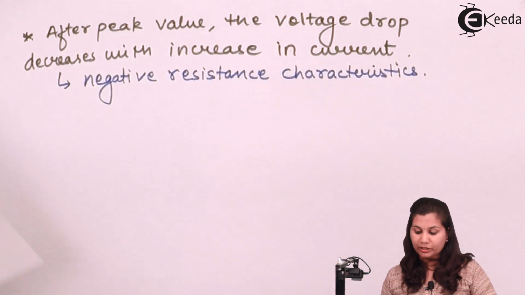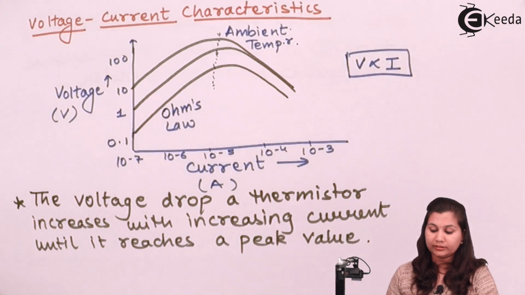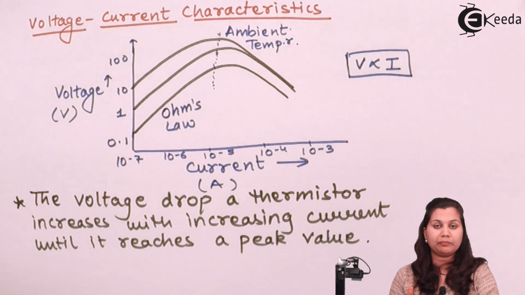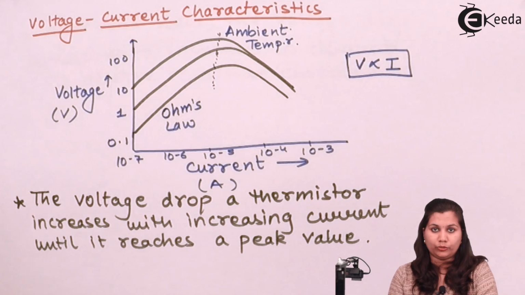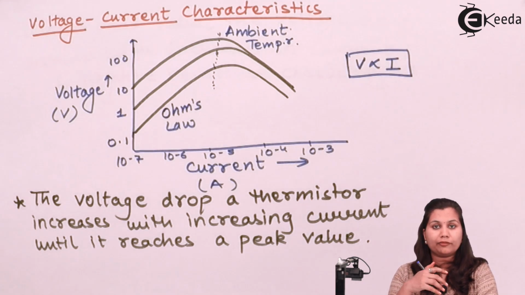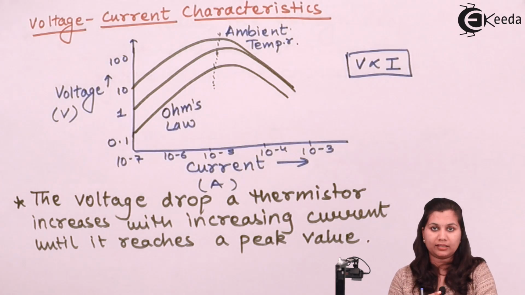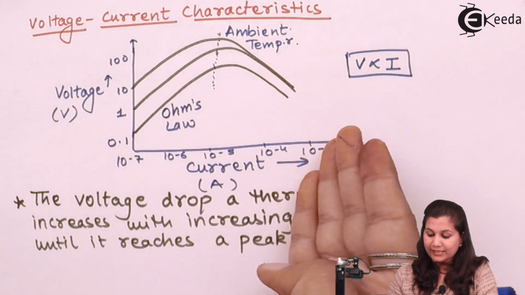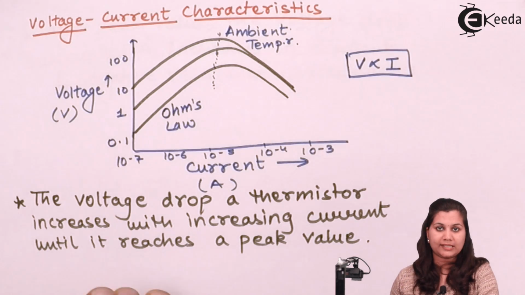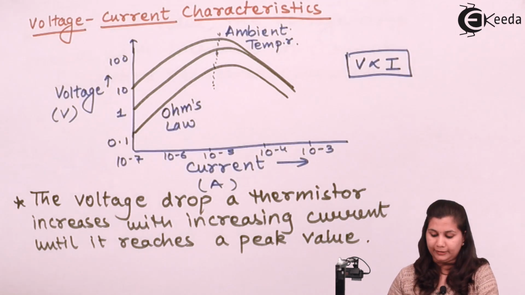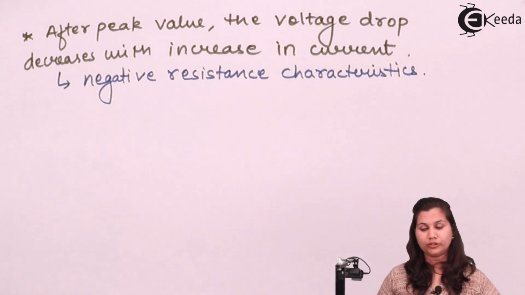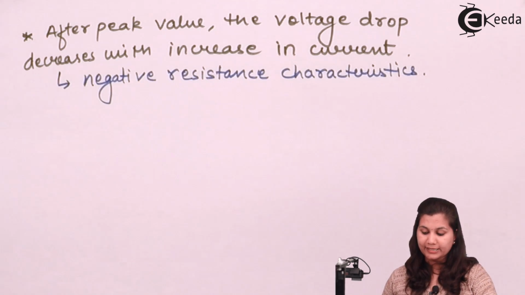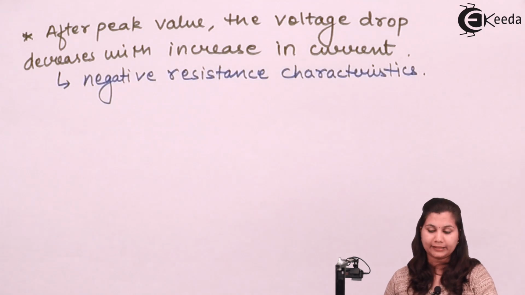Why? Because after this ambient temperature, that much heat has been produced in the thermistor, which is reducing the resistance value, and the flow of current has increased. So current is increasing, but voltage is decreasing with the increase in current. So these are the voltage and current characteristics of the thermistor. Next characteristics are the current and time characteristics.